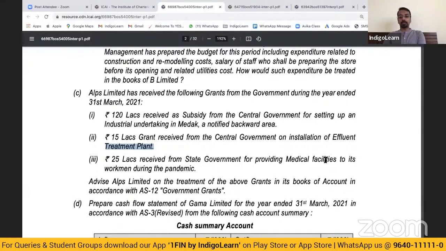25 from the state government for providing medical facilities to its workmen during the pandemic. Okay, so the expenses have already been incurred. You can credit it to the P&L, or if you believe that the pandemic is still going on and they have to continuously provide, then you can set up a deferred grant account. See, such simple questions in the examination, 5 marks. You cannot lose marks in these kinds of questions, right?